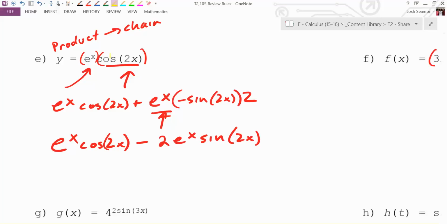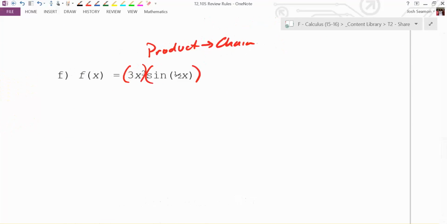This function right here, what's the derivative of cosine 2x? There's the derivative right there. What's nice about e to the x? Well, what's the derivative of e to the x? Itself.